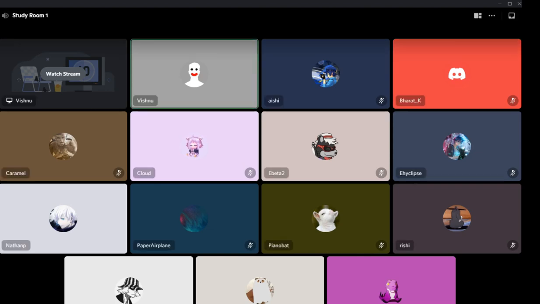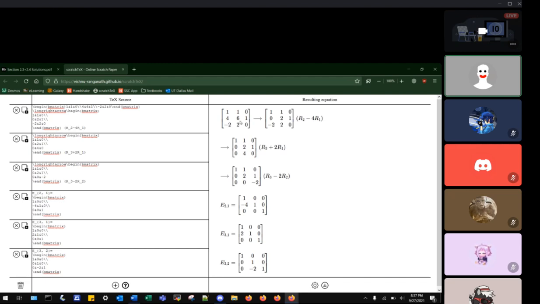Okay, so we want to get this system into upper triangular form. First we eliminate this 4 by performing R2 minus 4R1. Then we want to eliminate this negative 2 by performing R3 plus 2R1 to get 0 here. Then we want to eliminate this 4 by performing R3 minus 2R2, and so we get a 0. And now this matrix is in upper triangular form since every entry below the diagonal has a 0.